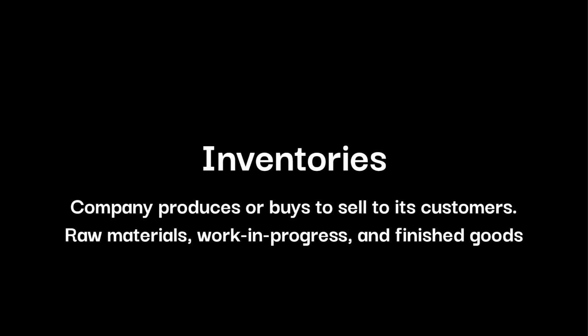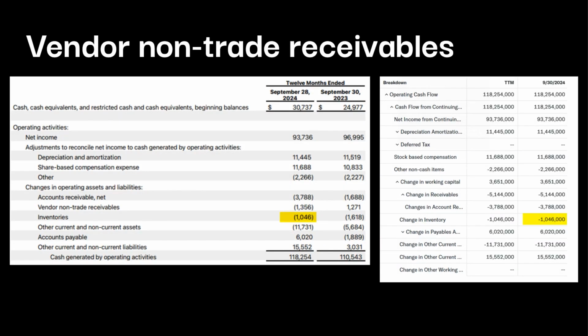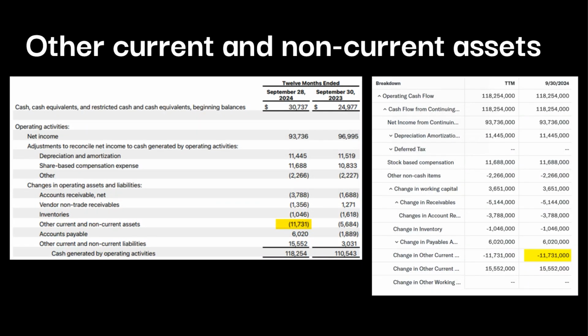All right, inventory. So this is anything a company produces or buys to sell to its customers, right? Raw materials, work in progress, and finished goods. And you can see, right, both have 1,046 for the inventory. All right, other current and non-current assets. And you can see over here, 11,731 across the board.